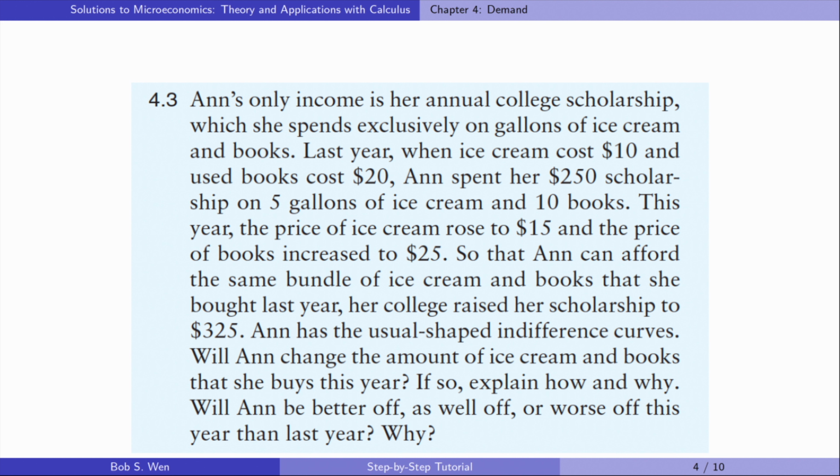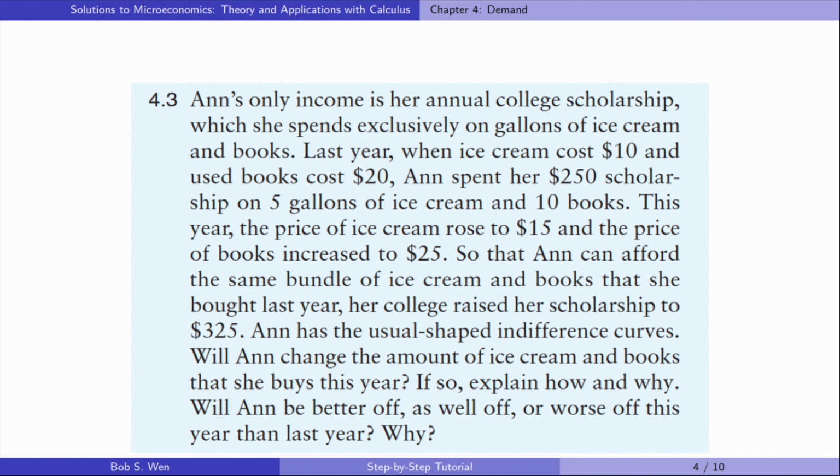This year, the price of ice cream rose to $15 and the price of books increased to $25, so that Anne can afford the same bundle of ice cream and books that she bought last year. Her college raised her scholarship to $325. Anne has the usual shaped indifference curves.